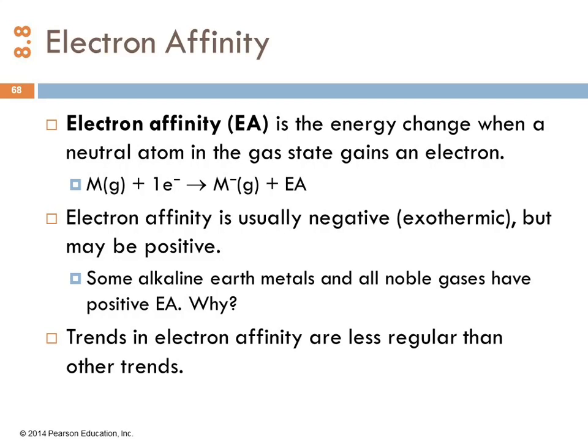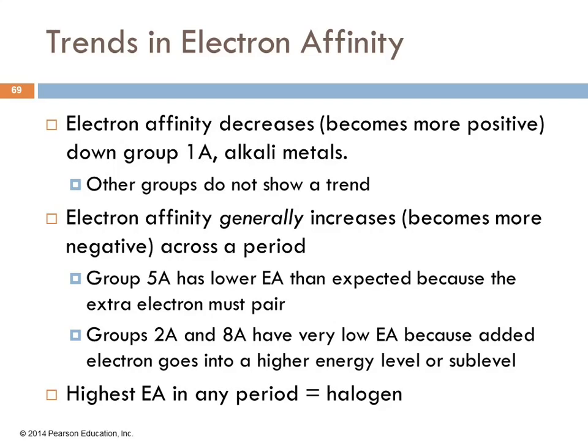The trends in electron affinity are less regular than the other trends. For group 1, the electron affinity decreases. It becomes more positive as you go down the group. But other groups don't really show a trend. So it really only works for the first one. Usually it increases as you go across a period, becoming more negative.